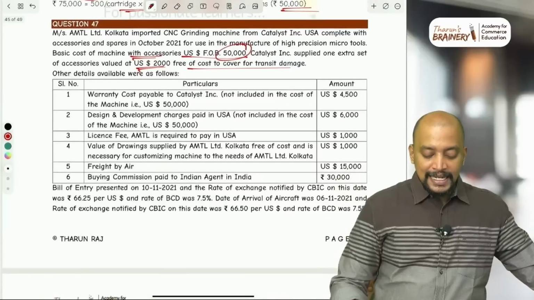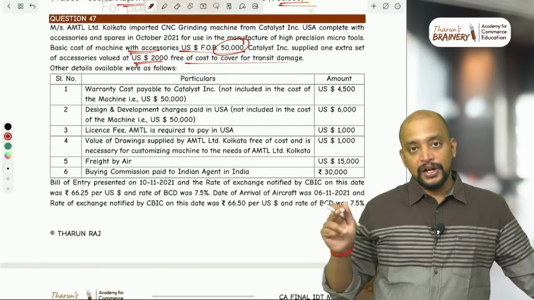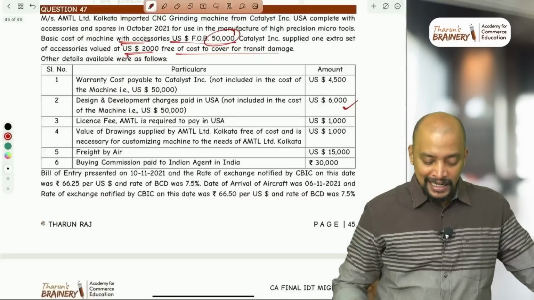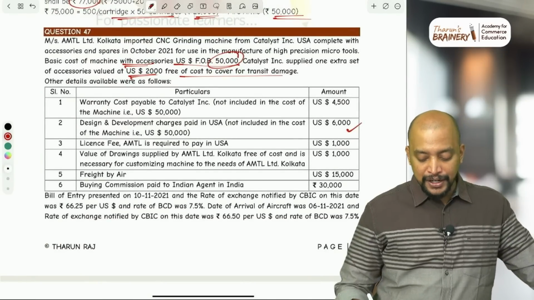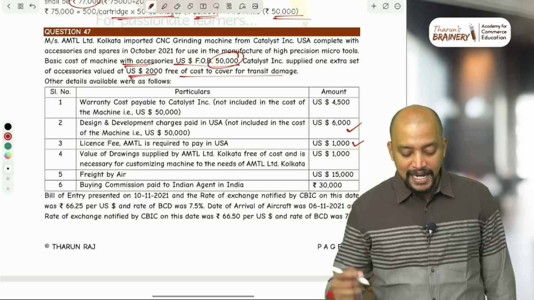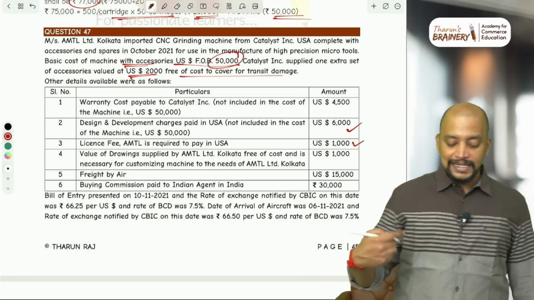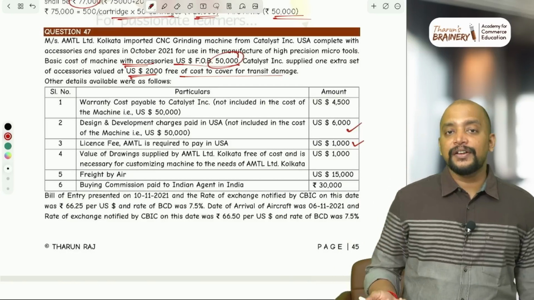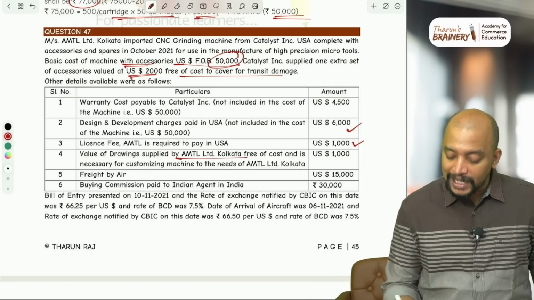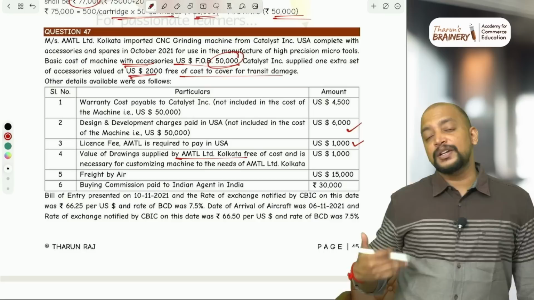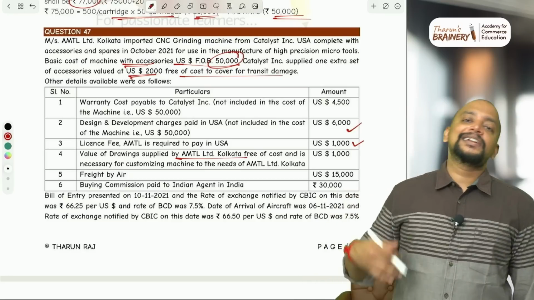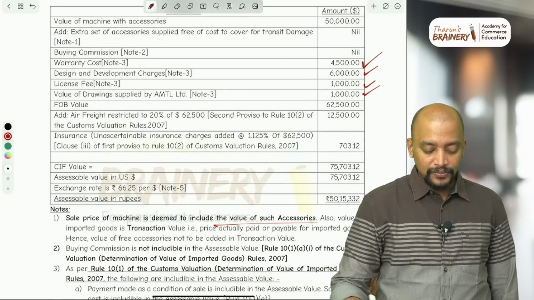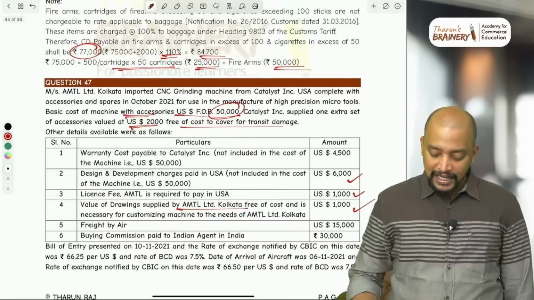And the next one, design and development charges paid in USA, not in India, outside India, that should also be included. So 6,000 will be taken. License fee is required to be paid in USA, should be taken. Value of drawings supplied by AMTL Kolkata free of cost and necessary for customizing the machine to the needs of AMTL. But where these drawings are procured, it is not given, so it's not procured. See, AMTL Kolkata is giving, but where is it procured? So therefore we take the assumption here that it is procured outside India. So therefore this 1,000 also should be included. Okay, and if you add this, you will get the FOB value.